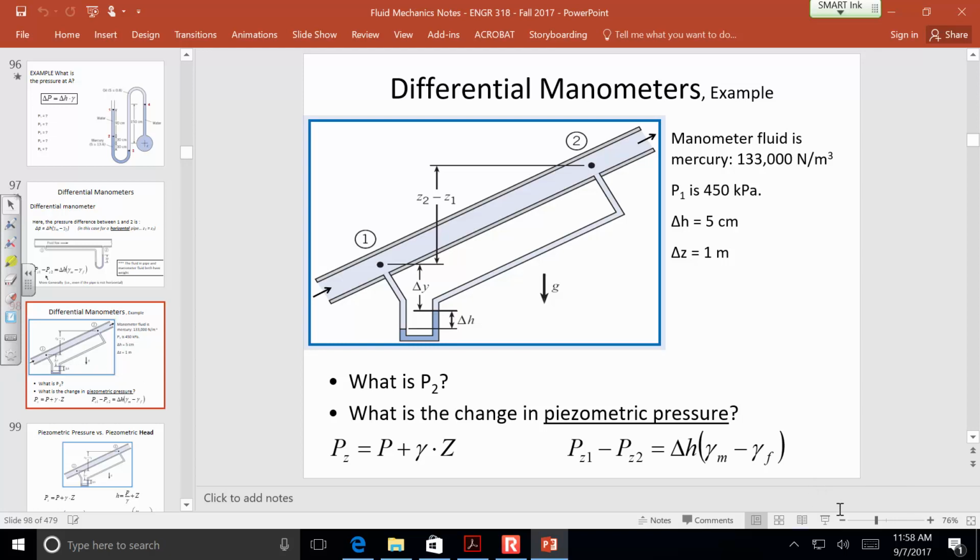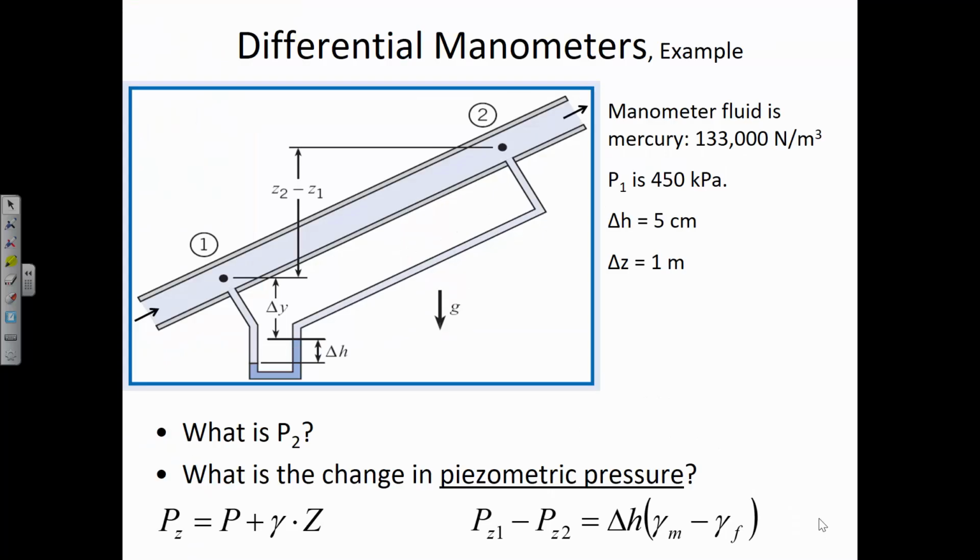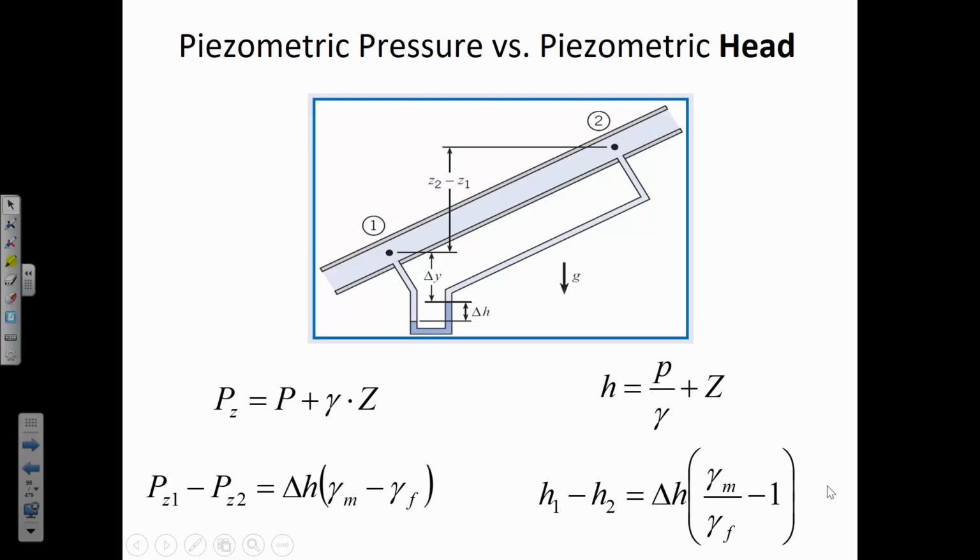All right. Now, we've been talking about pressure a lot the last couple of days. There's also a different way of thinking about pressure. It's just a different unit system for measuring it. And it's called head rather than pressure. And what you do is you divide the pressure by the unit weight of the fluid.